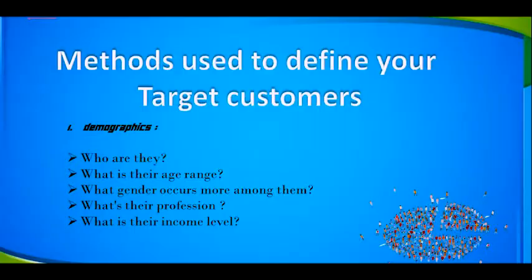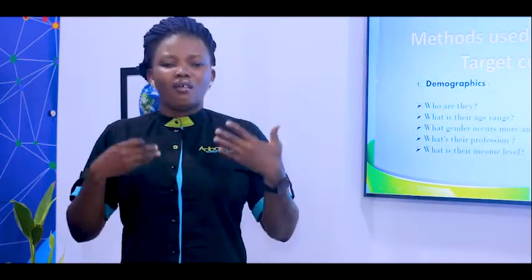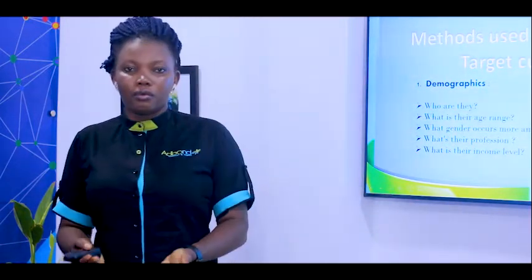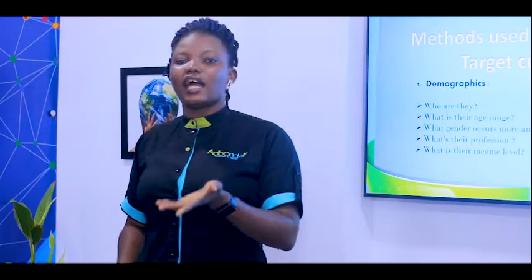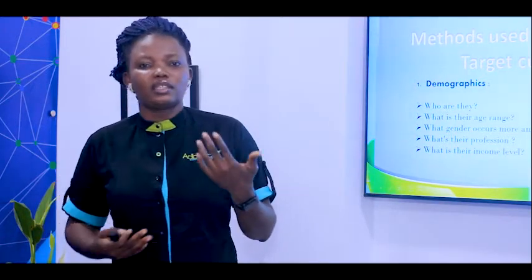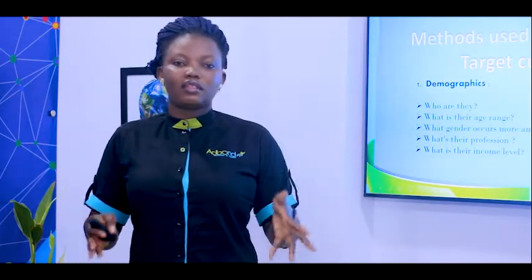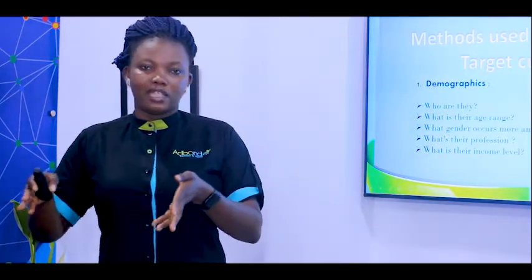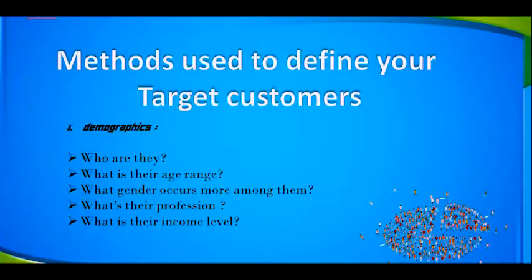What gender occurs more among them? You should be able to tell that the people that come to patronize your service or your goods, how many male do we have coming to buy that product and how many female do we have coming to buy that same product. When you are able to get the genders that actually resonate with your product, that actually interact more with your product, you will be able to know that, okay, these are the major people that my product or my service appeals to. The next one is, what is their profession?